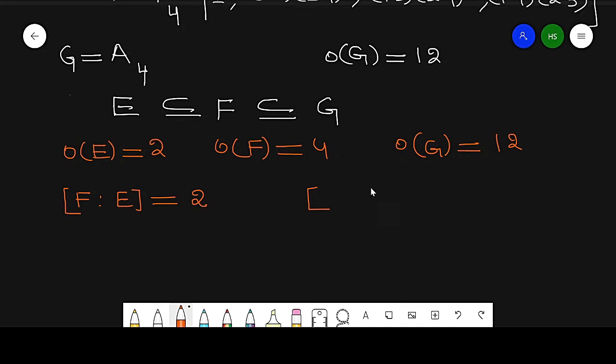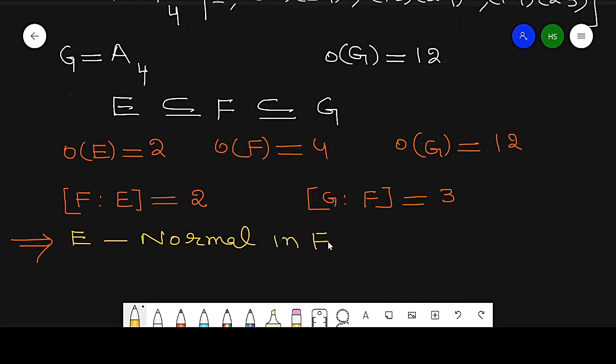Similarly, it is a prime number. Similarly, for G and F, what is the index of F in G? This is 3, again a prime number. So what we get? We get E is normal in F, because it has prime index. Similarly, F is normal in G, because it has index 3, which is a prime number.